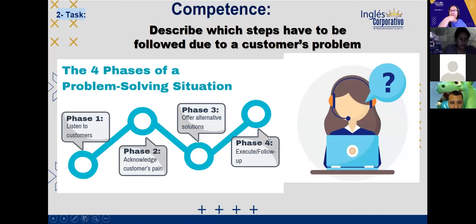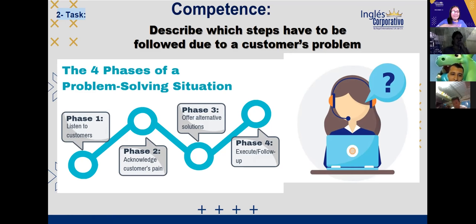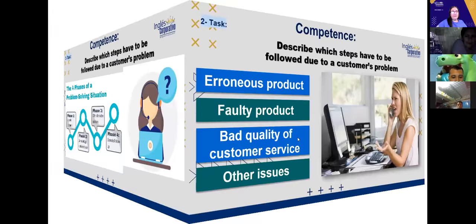¿Cuáles serían las fases para solving a problem or solving a situation? En caso, right, de que nosotros estuviéramos trabajando en un área de customer service, okay? Describe which steps have to be followed due to a customer's problems. Phase one sería listen to customer, right? Phase two, acknowledge the customer's pain, como asegurarnos de que estamos entendiendo, porque el customer está molesto, está insatisfecho. Offer alternative or solutions. And execute the follow-up. Y dar seguimiento a que sí se resuelva la situación. Right? So that would be like the phases, right?